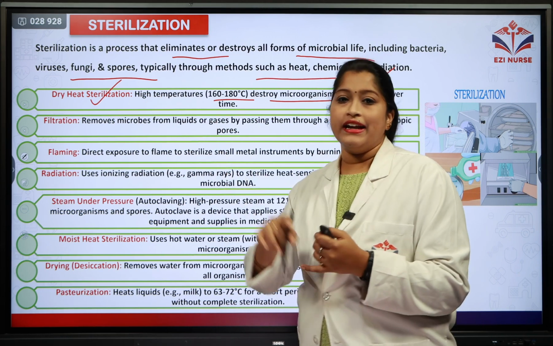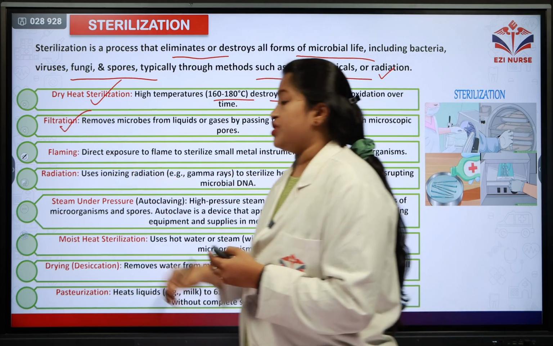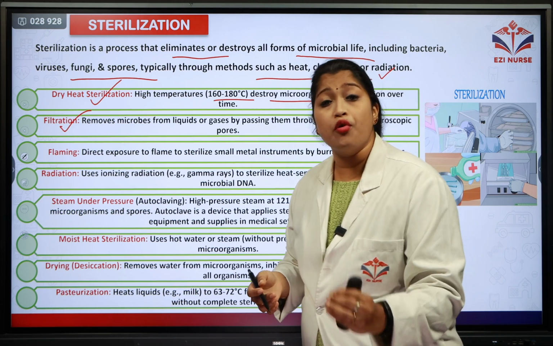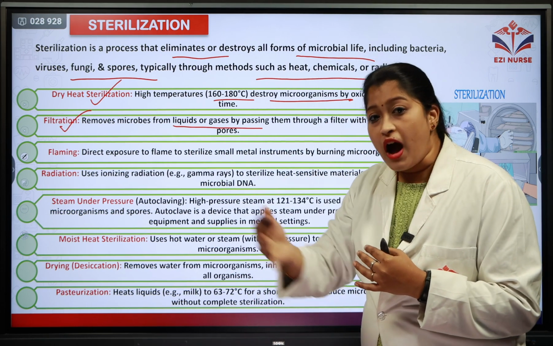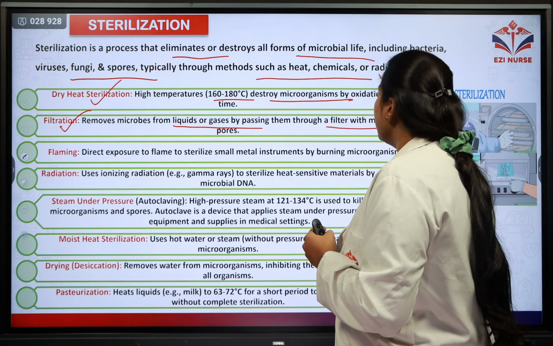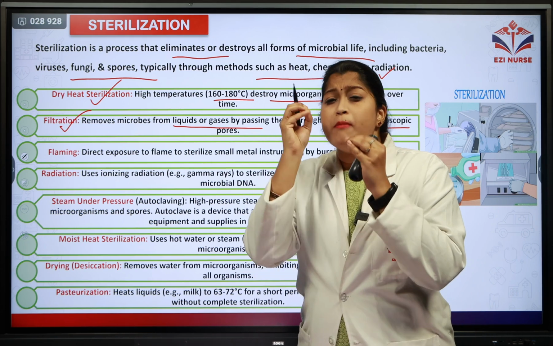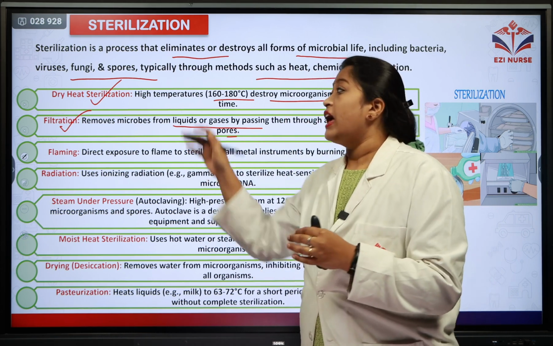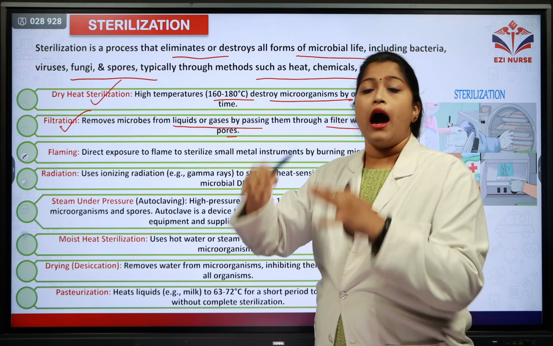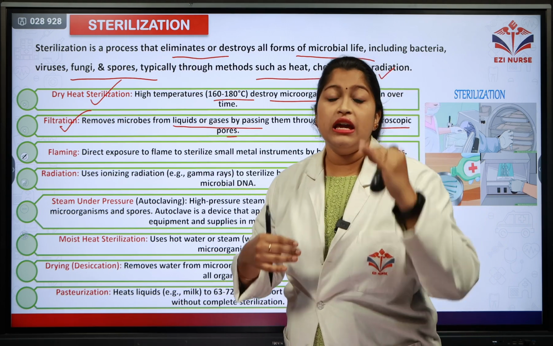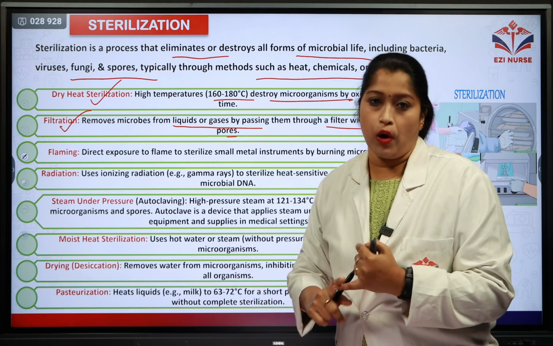That is dry heat sterilization. Coming to the second type is the filtration. Filtration in the sense it removes the microbes from the liquids or the gases by passing through the filters with microscopic pores. So there are small microscopic pores in these filters wherein which microorganisms are removed from liquids and gases, and that is called the filtration process.